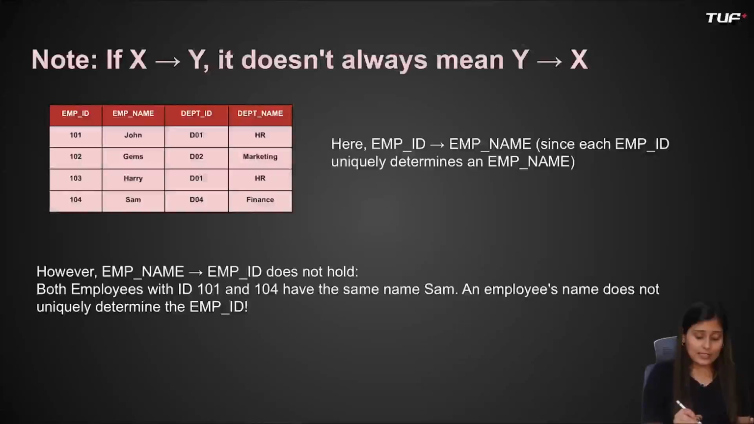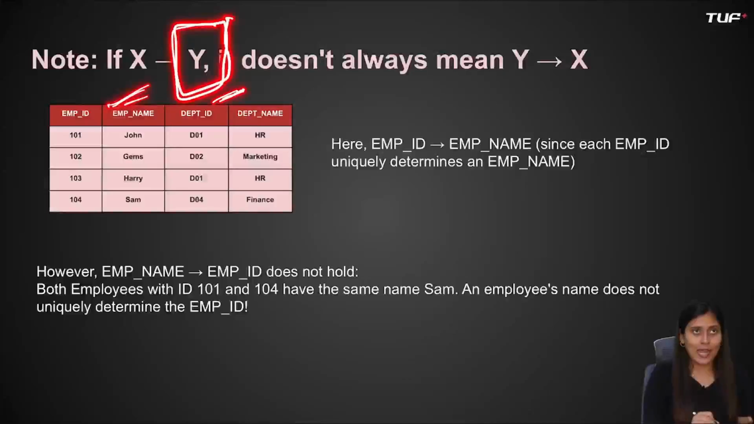So if the X part, the left part, is determining Y, and the Y part is not unique, not primary, then the Y part can be duplicate, and a duplicate value should not define any primary value, right? So this is how it works.